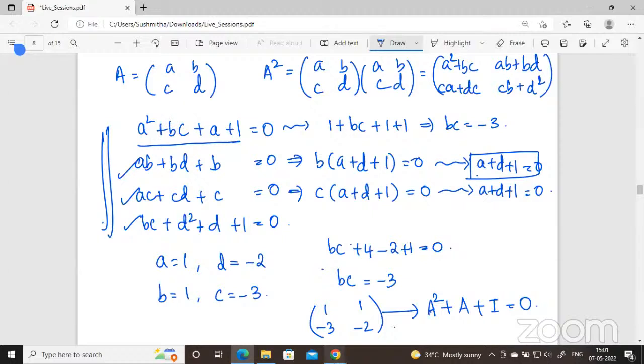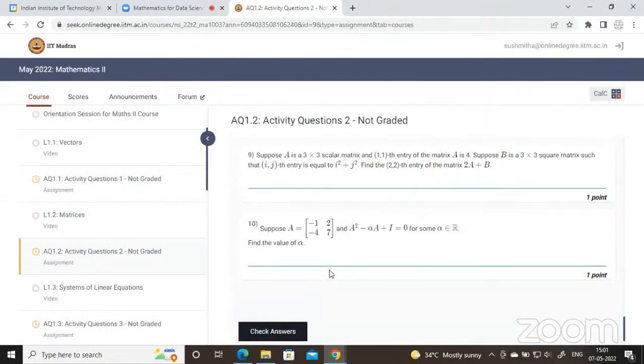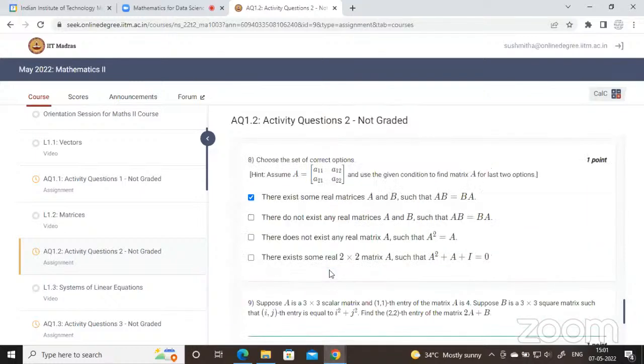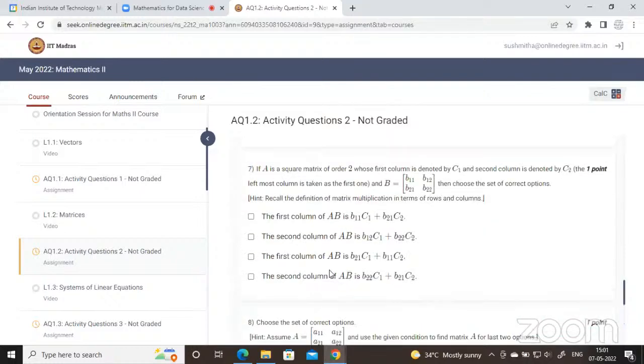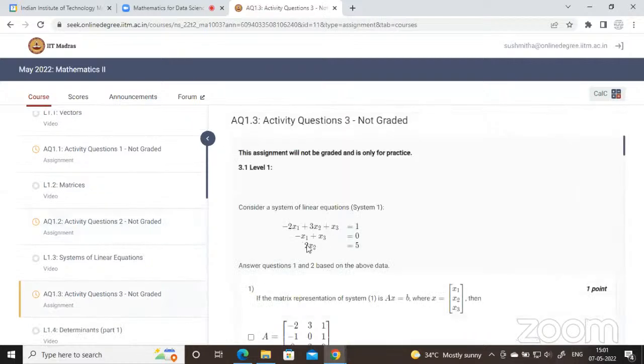Any other doubts in the activity questions? Others are pretty simple, I guess. Yes, ma'am, in activity 1.3. Oh, we haven't seen systems yet. Maybe we'll discuss systems and then come to this.